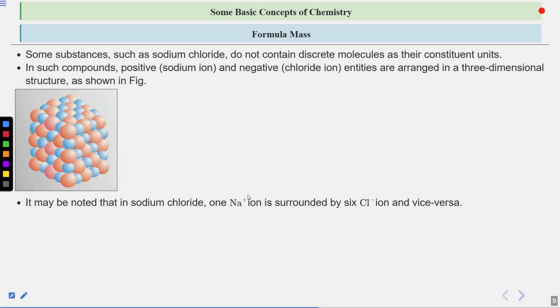Here, 1 sodium ion is being surrounded by 6 chloride ions. So this is basically the arrangement which has been described here. And the same thing can be said for the chloride ion, that it is surrounded by 6 sodium ions. Now in this entity, you can clearly see that we don't have the existence of what? A molecule. Instead, it is a formula unit.